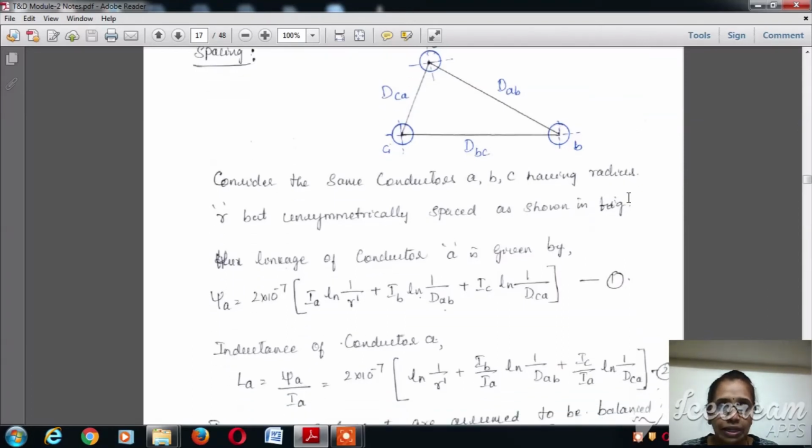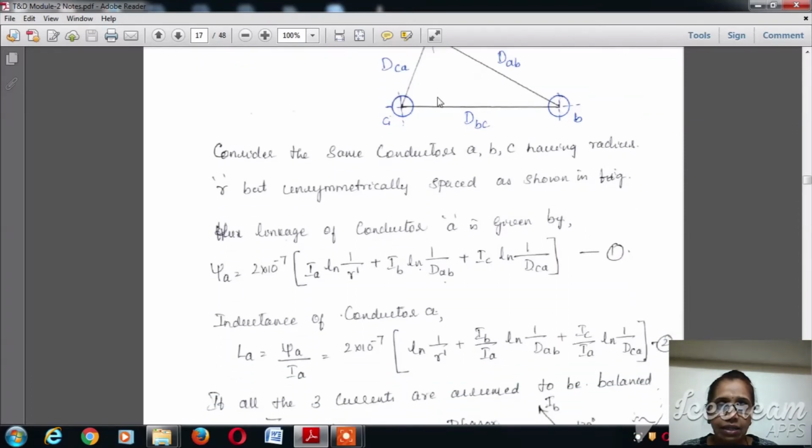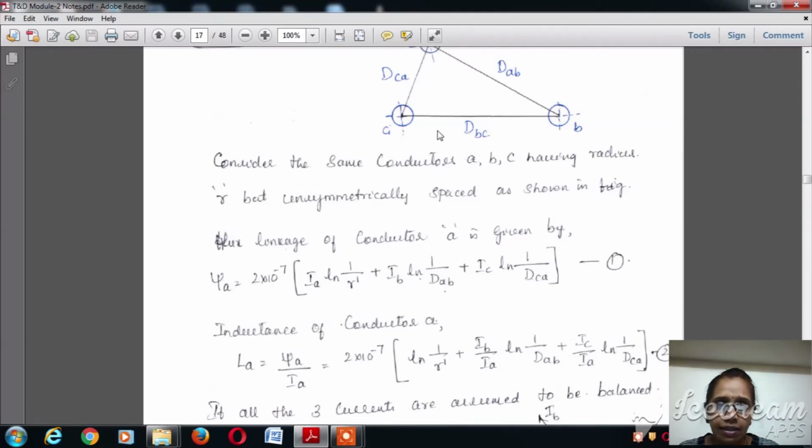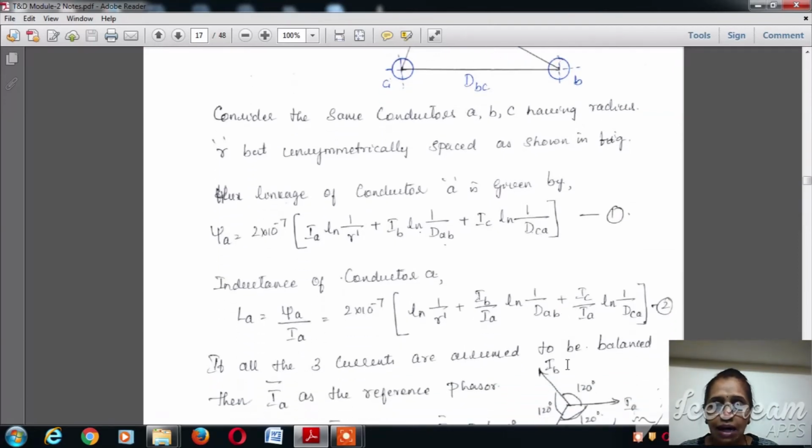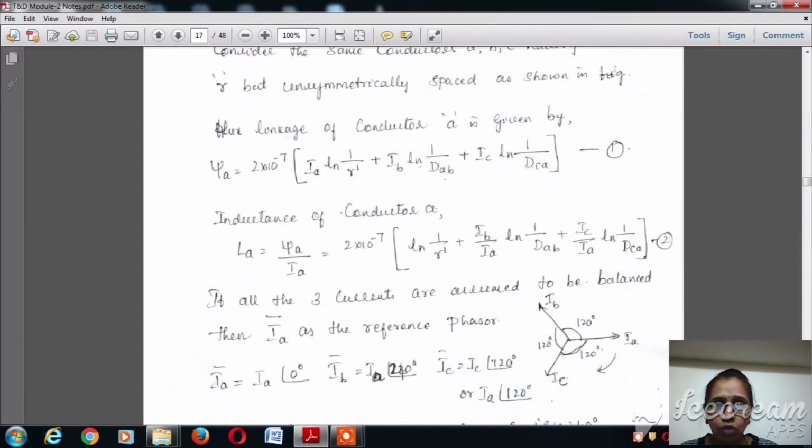Now the inductance of the conductor A is LA equal to psi A divided by IA, that is equal to 2 into 10 to the power of minus 7 into ln 1 divided by R dash plus IB divided by IA into ln 1 divided by DAB plus IC divided by IA into ln 1 divided by DCA. Keep this as equation 2.